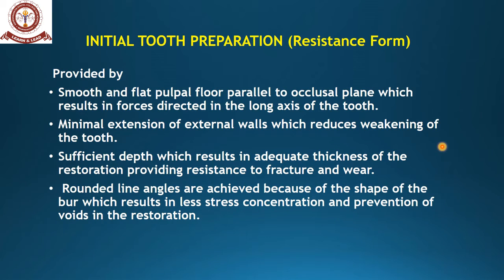So let's see the primary resistance form and retention form in the initial tooth preparation. The primary resistance form is provided by the smooth, flat pulpal floor parallel to the occlusal plane, which will resist the force directed along the long axis of the tooth. Minimal extension of external walls reduces the weakening of the tooth structure. Sufficient depth results in adequate thickness of the restoration, providing resistance to fracture and wear. The rounded internal line angles are achieved because of the shape of the burr, which results in less stress concentration and prevention of voids in the restoration.